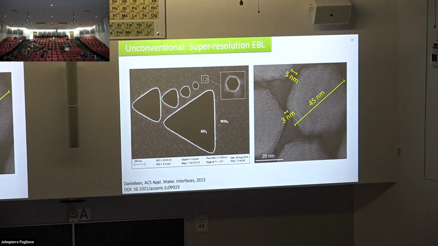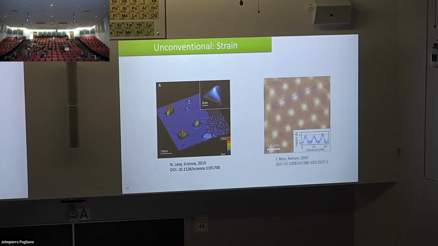I'm going to skip the hybrid approaches, but you can start to play tricks with top down and then combining that with bottom up, where you are etching holes into, for instance, a TMD, and then using chemical processes to grow these holes in crystal directions. You can get very dense and fine features out of that. You can also have strain as a tuning knob for your band structure engineering.